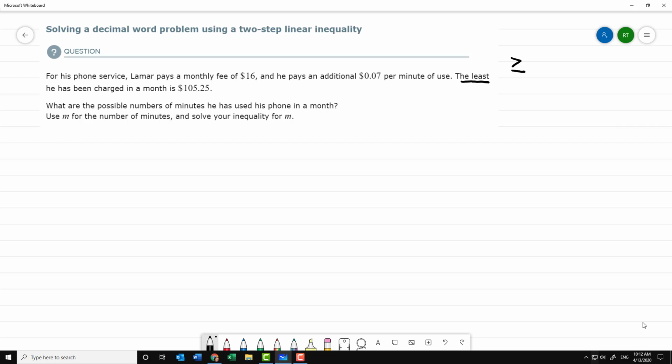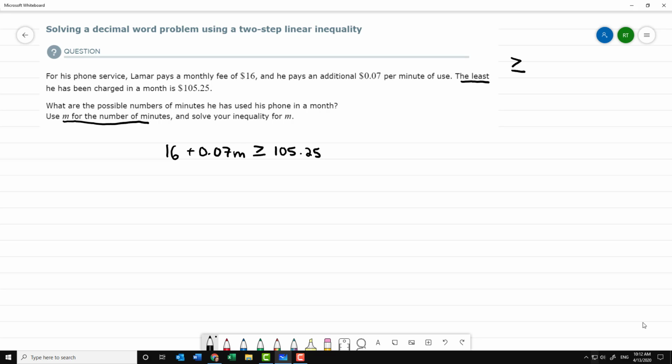So he's paying a monthly fee of $16, additional 7 cents per minute. And notice that they said use M for a number of minutes. So 7 cents per minute is the rate. So that'd be 7 cents M. We're multiplying these together. The least the charge is $105.25. So that's the setup. This is what they were charged, and it says that the least was $105.25.